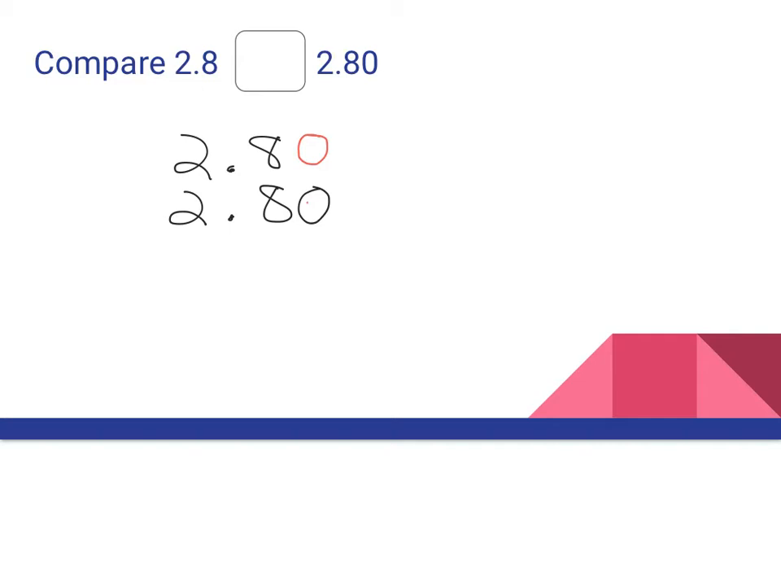Now the rule is compare from left to right. In the ones place there's 2's, that's the same, so we move on. In the tenths place there's 8's, that's the same, so we move on. And then in the hundredths place there's 0's, that's the same, so there are no more digits, and since all of the digits of both of these numbers are the same, we would say that these two numbers are equal.